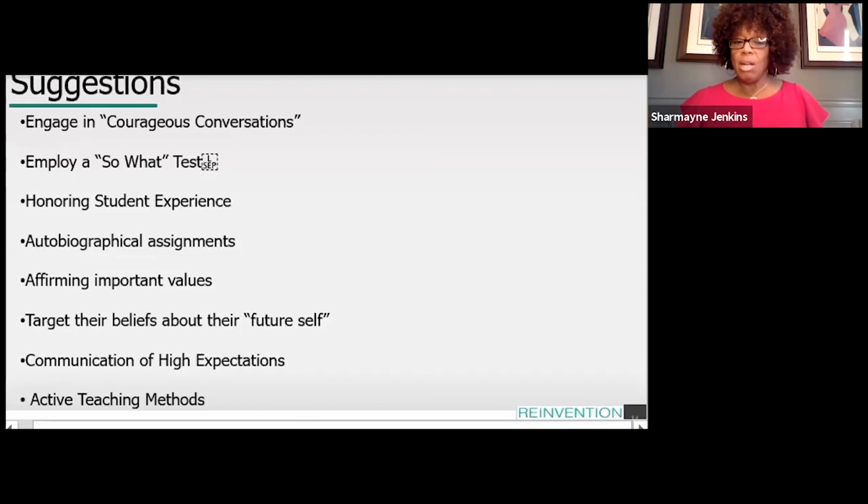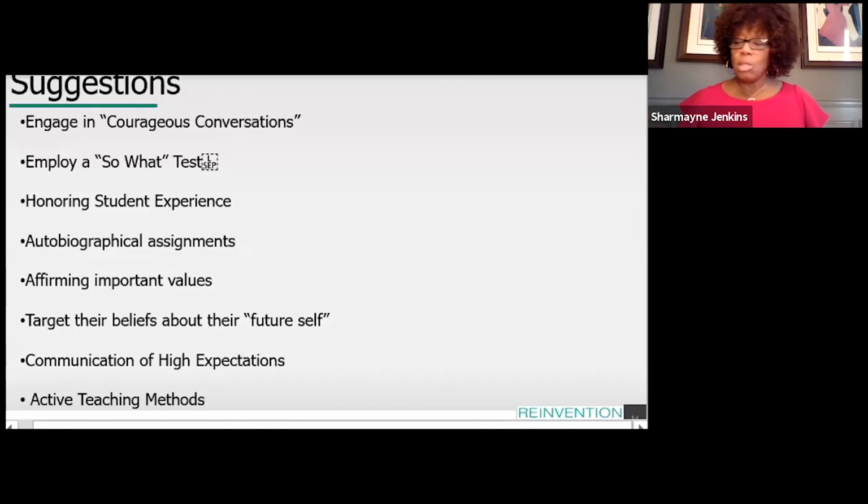We talked about affirming valuable, important values. We talked about targeting their beliefs about their future self. Find out what they think of themselves. Find out what they want that they don't think is possible for them. Help them figure out how to do it. Show them examples of it. Make them find examples of it. Make sure that the work that you give out to students also speaks to what's possible.